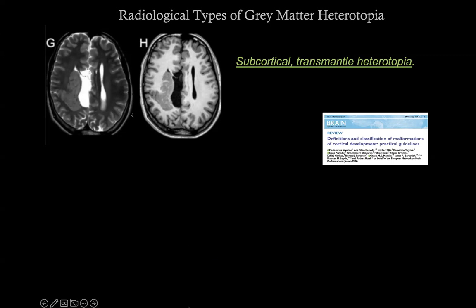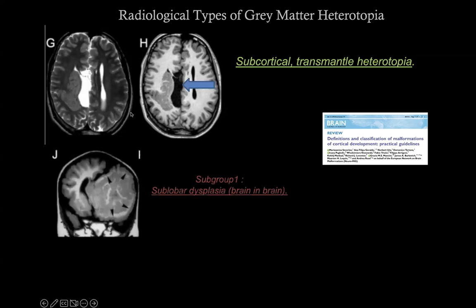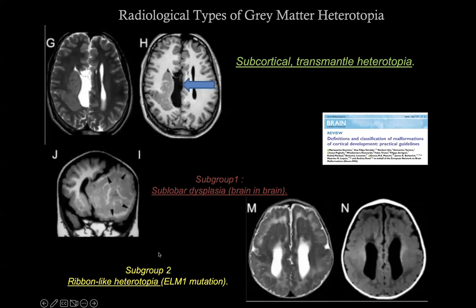So remember these appearances. And this is a subgroup of sublobar dysplasia, so-called brain in brain, and you can understand why it's called brain in brain. And another subgroup called ribbon-like heterotopia, with this ribbon of heterotopic gray matter in both hemispheres. And this is again pattern recognition. I will come to that later in the final part of this lecture, but think of this specific mutation, ELM1. So transmantle heterotopia, some subgroups that you need to keep in mind.